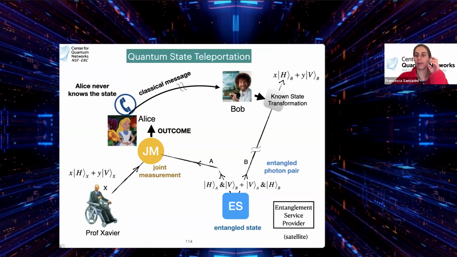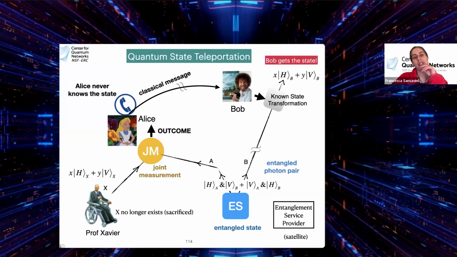So in here, there are a couple of important points to point out. The first one is that Alice never knows the state. The second is that the photon of Professor Xavier does not exist anymore. It has been measured by Alice in the joint measurement, so it has been destroyed. The joint measurement is a destructive measurement. But Bob will get the state, which is the important thing.